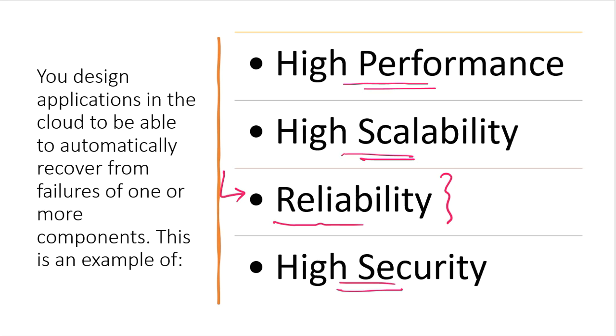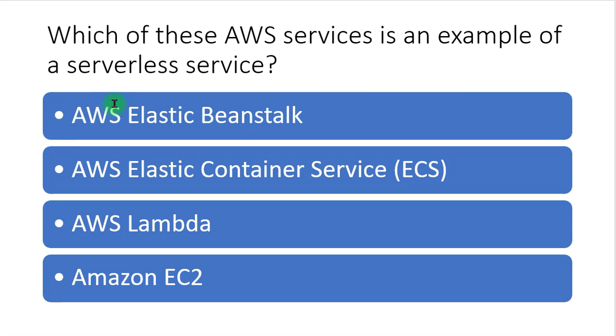Let's talk about the next question now. In this question, they are asking which of these AWS services is an example of a serverless service. The options we have are AWS Elastic Beanstalk, AWS Elastic Container Service, AWS Lambda, and AWS EC2, that is Amazon EC2, where EC2 stands for Elastic Compute Cloud.